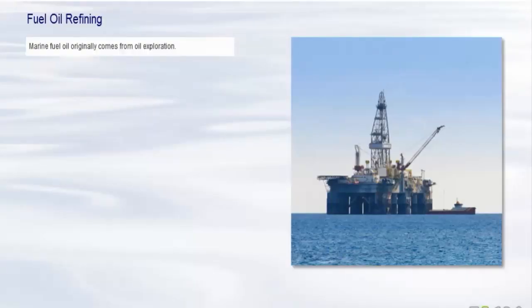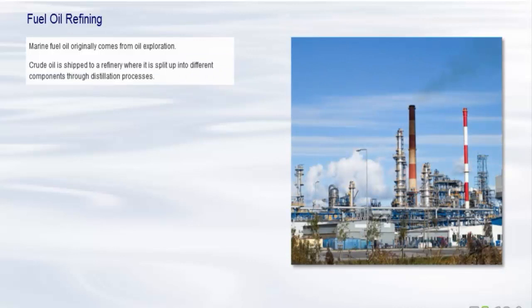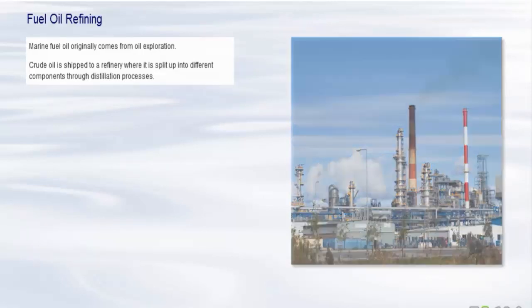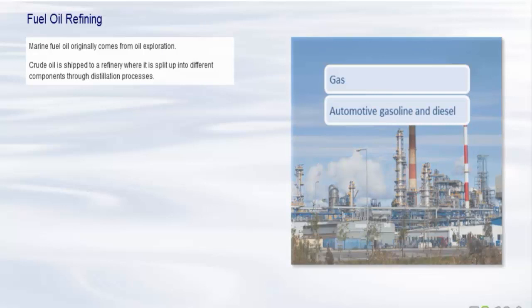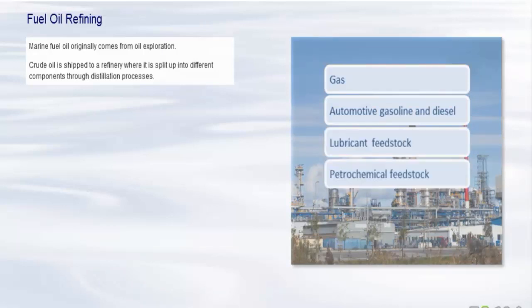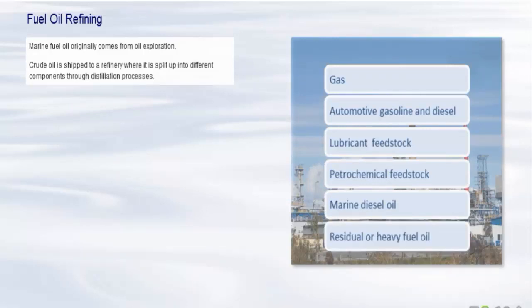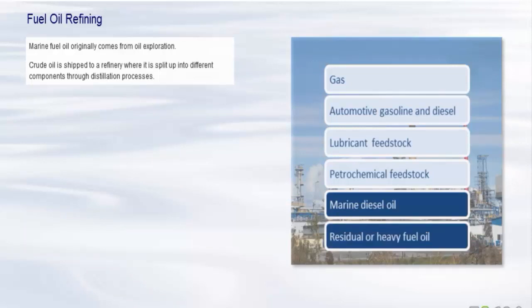Marine fuel oil originally comes from oil exploration. Crude oil is extracted all around the world and shipped to a refinery where it is split up into different components through distillation processes. The main components are gas, automotive gasoline and diesel, lubricant feedstock, petrochemical feedstock, marine diesel oil, and residual or heavy fuel oil. This e-learning focuses on marine diesel fuel and the heavy fuel oil used on marine vessels.